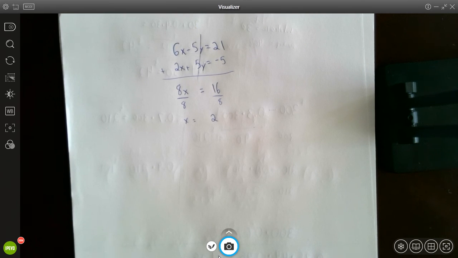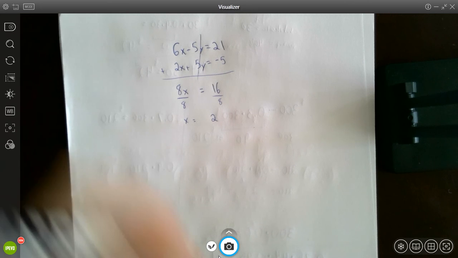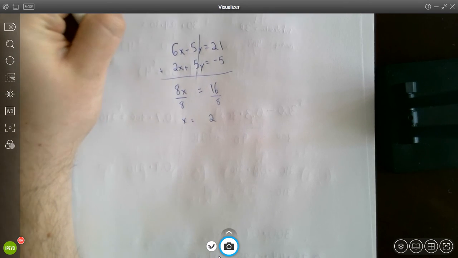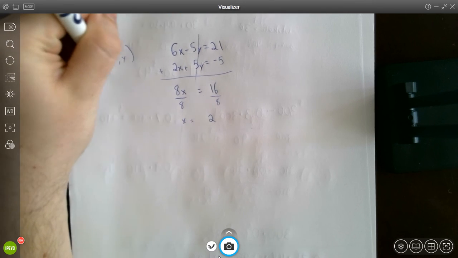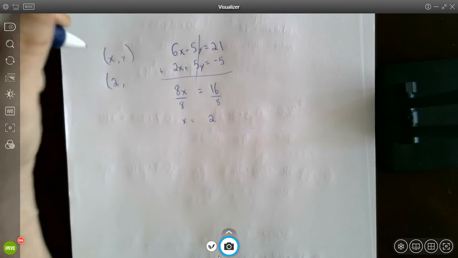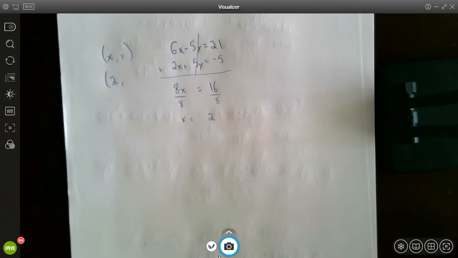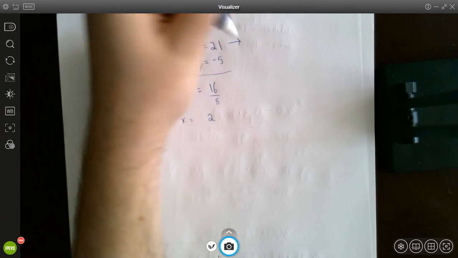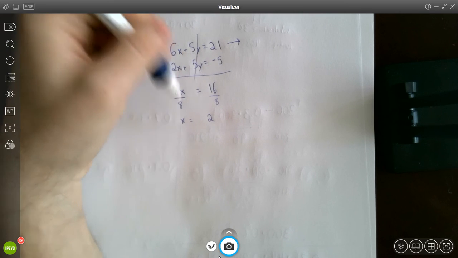Now that we have one of our two coordinates, we'll put our (x, y) here, and we know that x is 2. Now we just have to figure out what y is. If we already know our x, we can substitute it into either one of the equations, and by substituting it into the equation, we're going to figure out what our y equals. You have the choice of which equation you're going to use. I'm just going to use the top equation because it's the first one that's there. So I'm going to take this top equation and substitute the value 2 in for x.